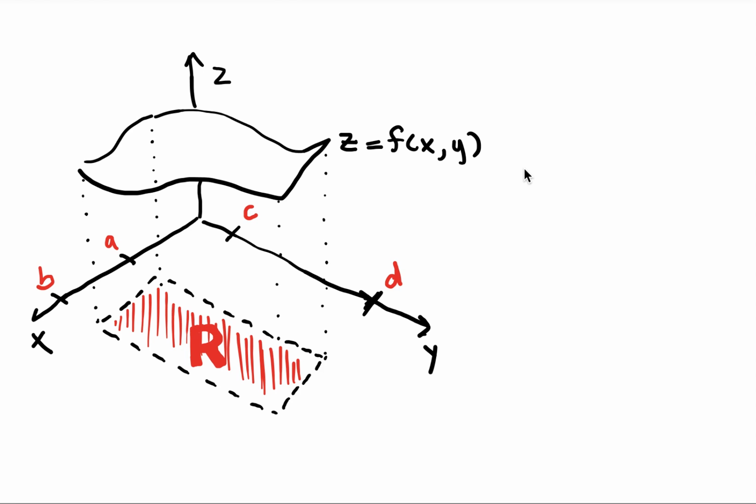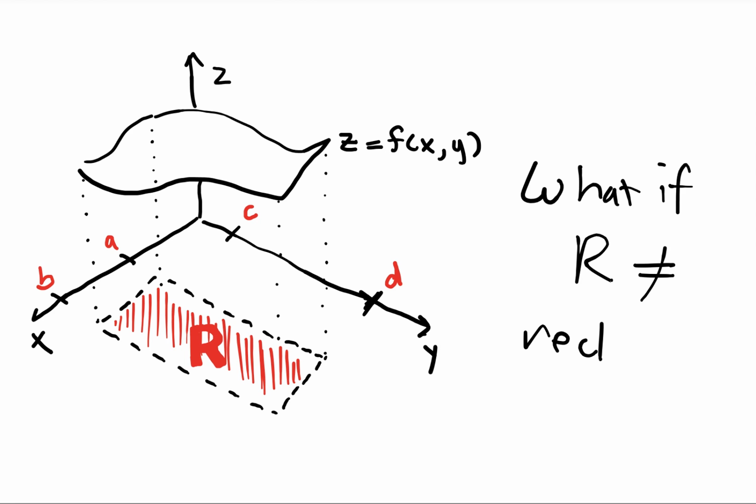Now, the big question that I want to pose, given that our section header suggested that we were taking integrals over general regions, is this. What if your R is not some sort of rectangular region like this? What if we don't have a rectangle?